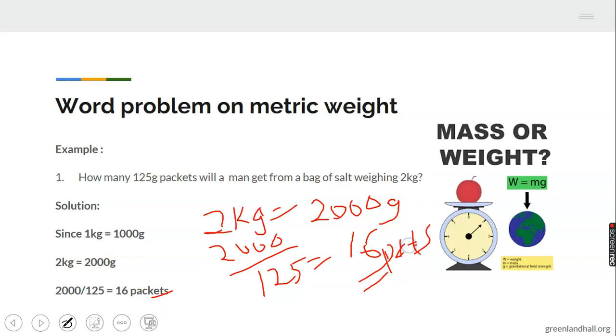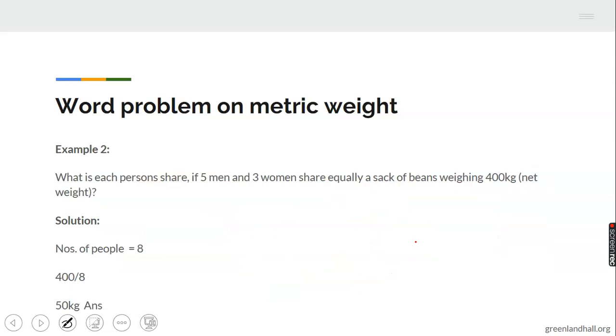Okay. Now let's quickly go to the next word problem. What is each person's share if 5 men and 3 women share equally a sack of beans weighing 400 kilograms? That's the net weight. What will be each person's share? Now the first thing you need to do is find out how many people are there, because they are talking about each person. So each person, we talk about one person.